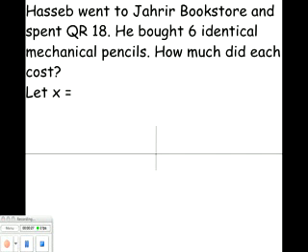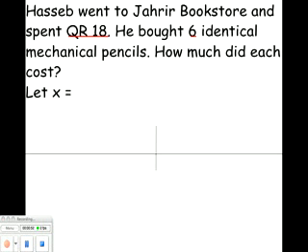Problem 1. Hasib went to Jarir bookstore and spent 18 reals. He bought 6 identical mechanical pencils. How much did each cost? You may already know the answer, but that's not the point. What I'd like you to do first of all is underline the numbers in this problem. Stop the tape and do that now.